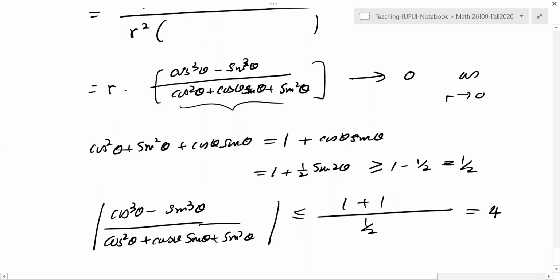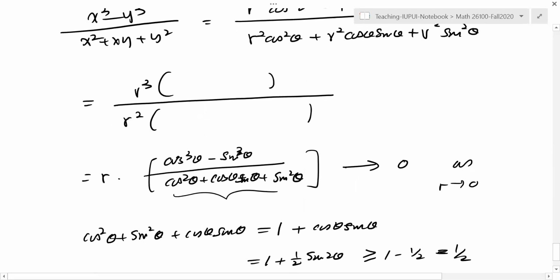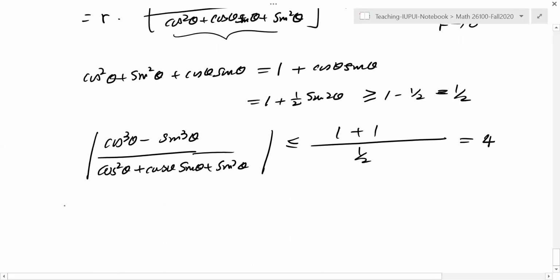Because the second part is not getting larger and larger, the product is still getting smaller and smaller. Okay. So this is not easy, right, if you use polar coordinates here to prove. But still, we successfully proved that. So this is my conclusion, it is a limit.